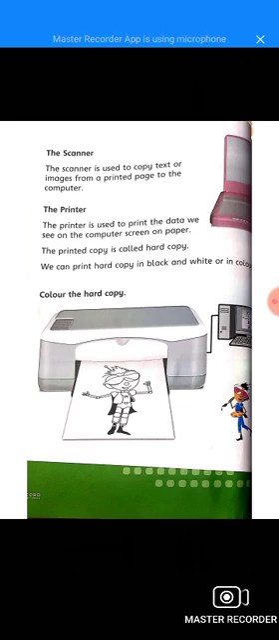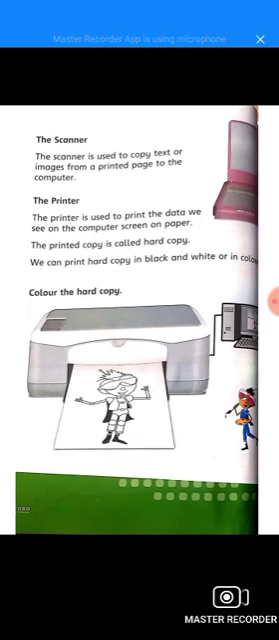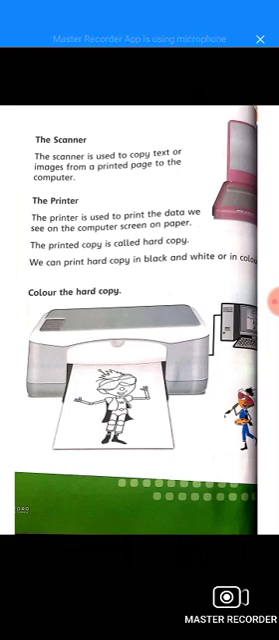The scanner is used to copy a text or image from a printed page to the computer. Look, this is the scanner. I am showing you the image with the help of the computer, and it is taken by the scanner. Okay, the printer is used to print the data we see on the computer screen on paper.